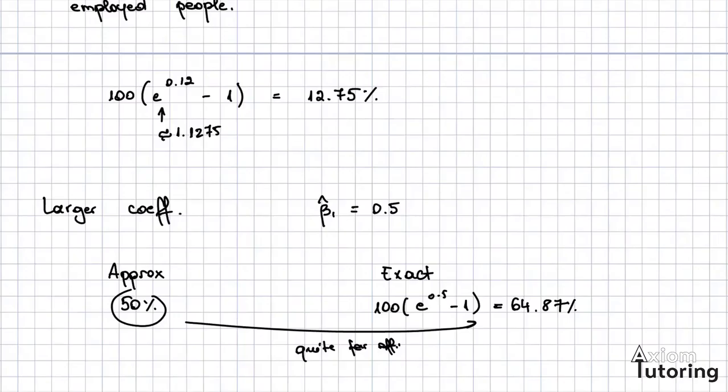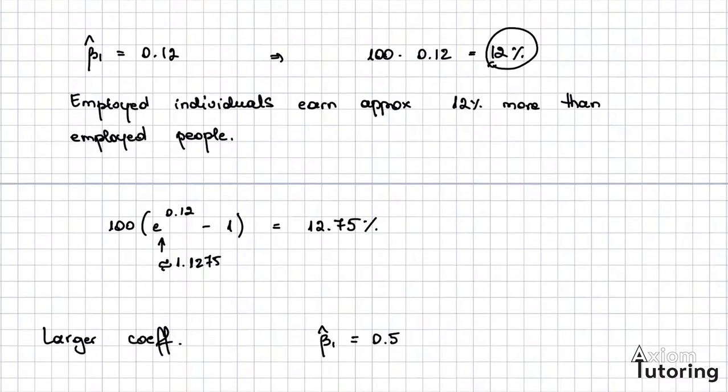And notice once again, we are comparing two groups. So the interpretation is always going to be the percentage difference relative to the base group, the same way that we wrote the interpretation right here. So they earn approximately more than the unemployed people.